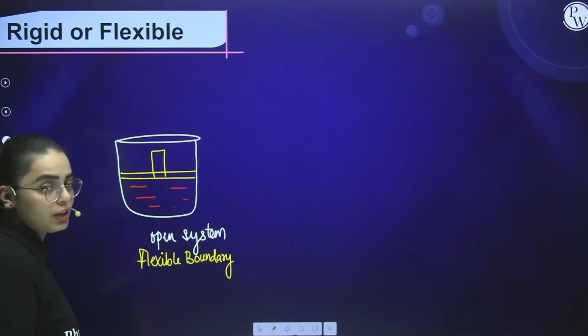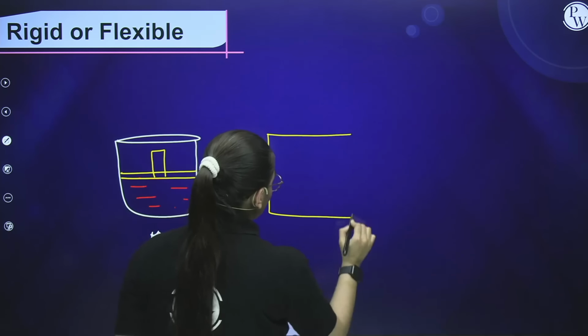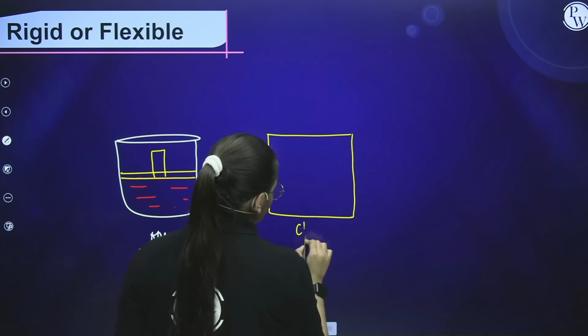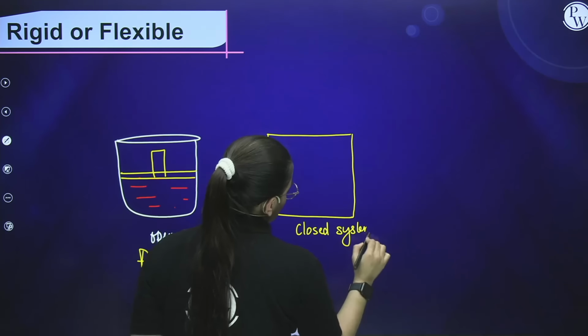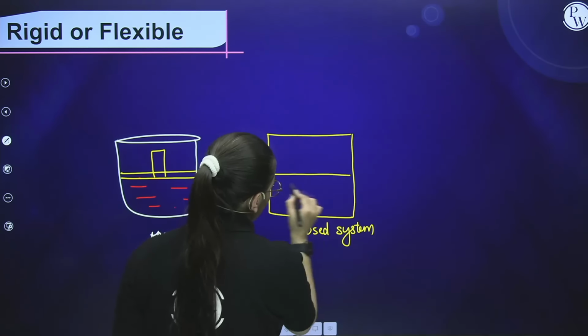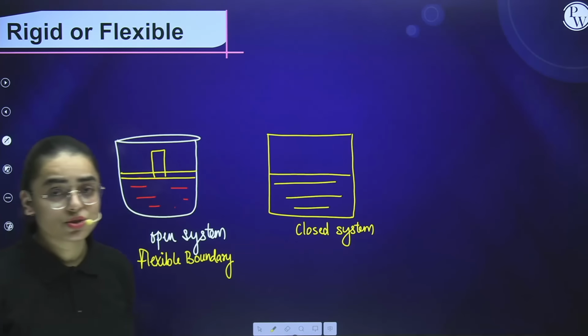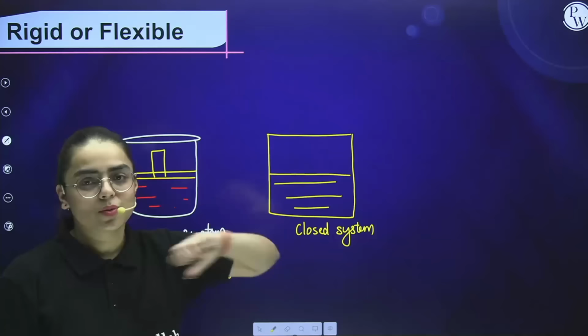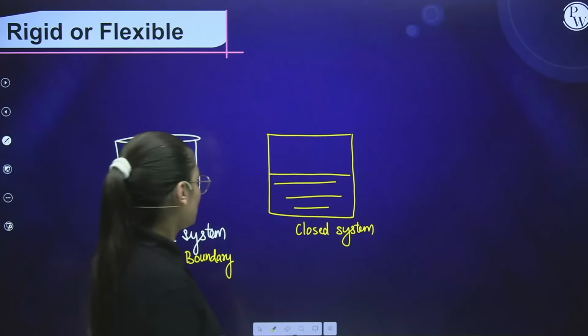Right? Now the next category is the rigid one. That will occur in which case? Closed system. Closed system is the one which is closed from the top. Now here, this is rigid in nature. Why is this rigid in nature? Because it is already closed from the top. So that's why we cannot put a piston and do these things.